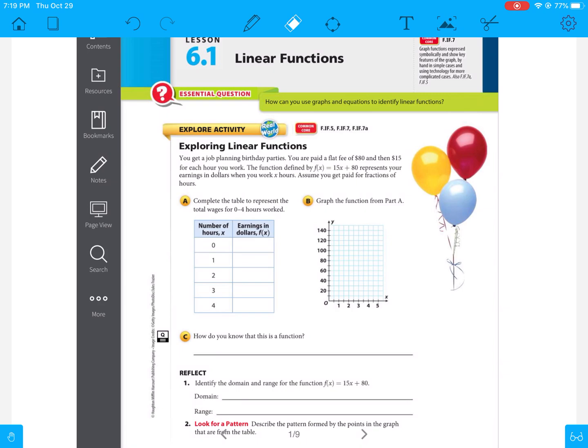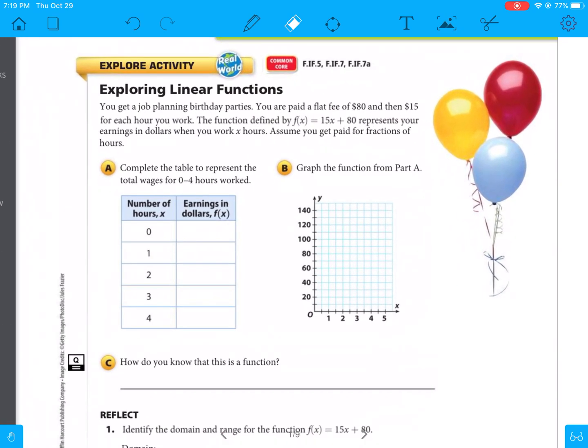If you look at the first question, you get a job planning birthday parties. You are paid a flat fee of $80 and then $15 for each hour you work. The function defined by f of x equals 15x plus 80 represents your earnings in dollars when you work x hours. Assume you get paid for fractions of hours, so you can have a continuous line. If you work 0 hours, you're still paid that flat fee of $80.